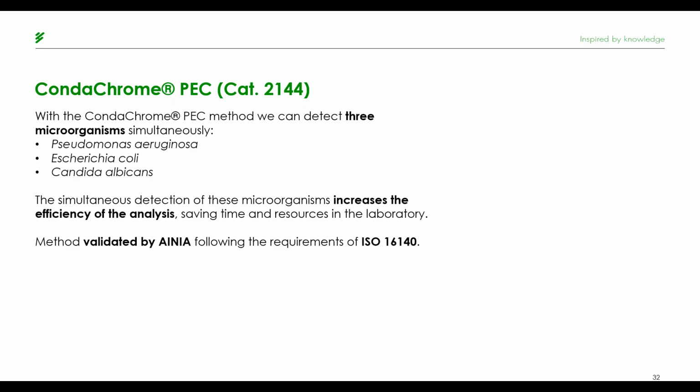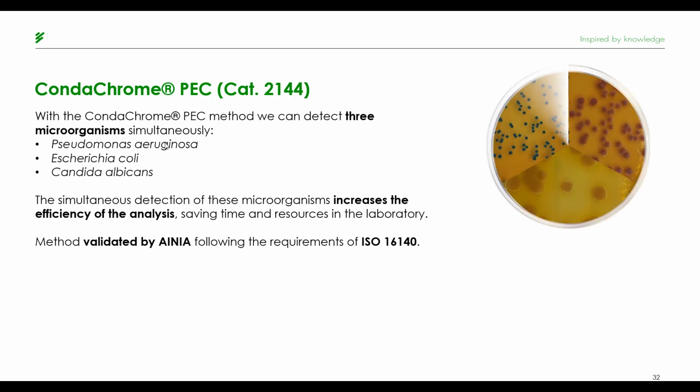With Condochrome PEG, you can detect 3 of the 4 main microorganisms of obligatory detection in cosmetic products, such as Pseudomonas aeruginosa, Escherichia coli, and Candida albicans. The simultaneous detection of these 3 microorganisms will save you a lot of time and resources in your lab. This method has been validated by INEA following the requirements of the ISO standard 16140, and the method is the following.